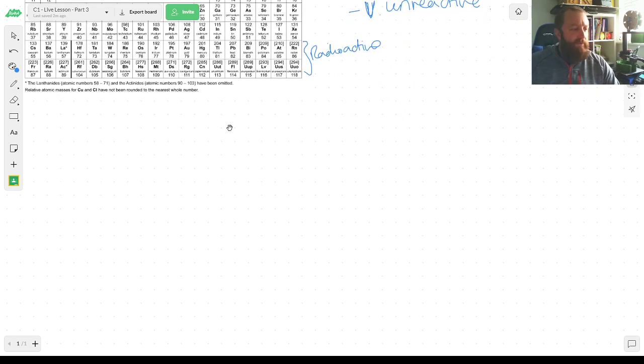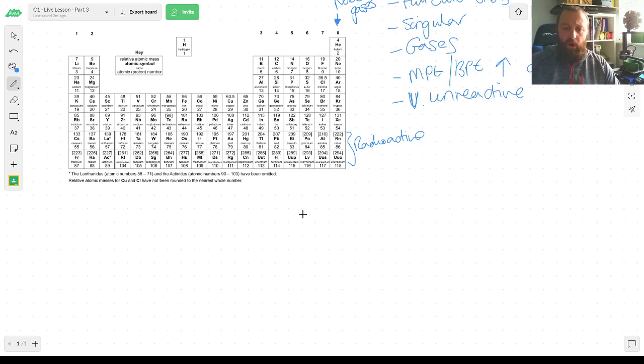Right, let's just move this up then. So in the middle, we've got this block of elements here. And these are called transition elements. You don't need to worry too much about electrons and electron configurations here for these elements, mainly for the fact it comes in at A-level.